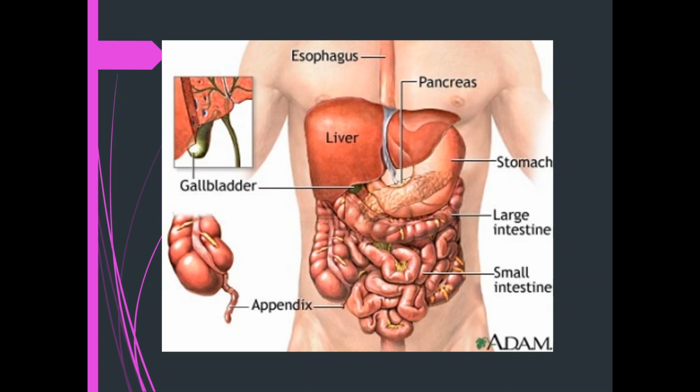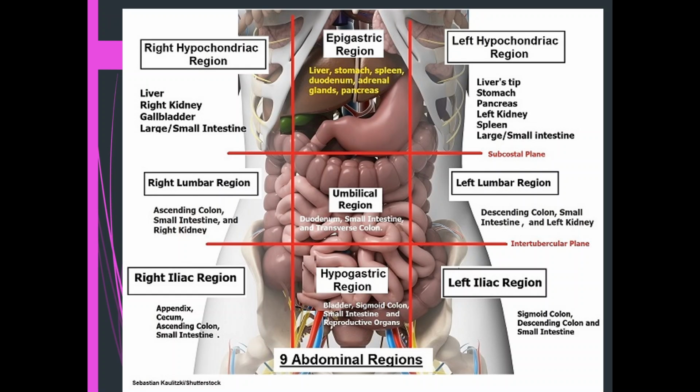Here you can find the anatomy in this photo. This is your gallbladder. You have your esophagus, pancreas, stomach, large intestine, small intestine. And the little one here is your appendix, which they say is part of the defense mechanism of the body. Okay, moving on.